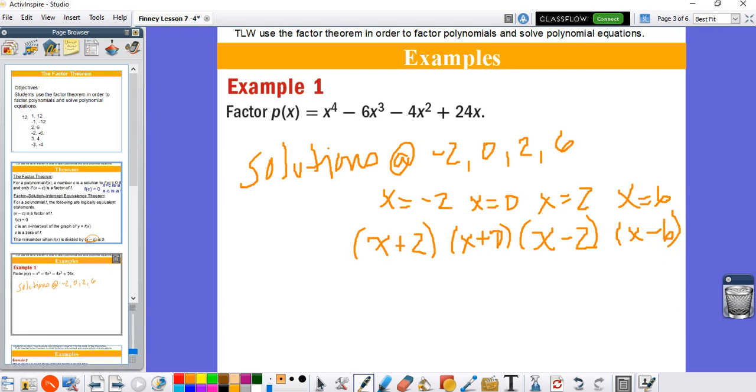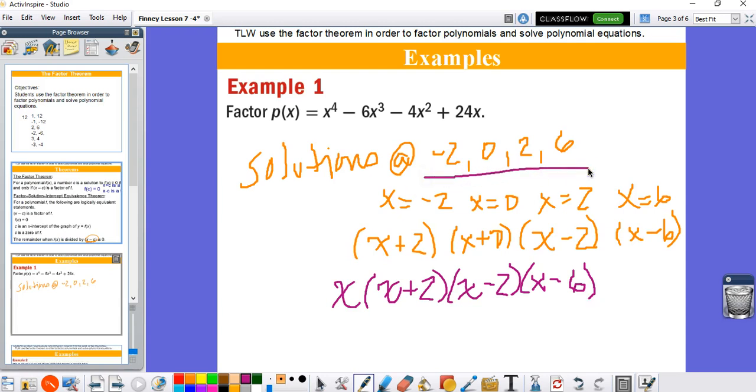Now, we don't normally write x plus 0, so if we wanted to write this as a final answer type problem, we'd have our x, and then x plus 2, and then x minus 2, and then x minus 6. So that's a pretty straightforward way to factor. Okay? Now, that was easy because our factors, or our solutions, were integers. All of these were integers, and so that made it super nice.